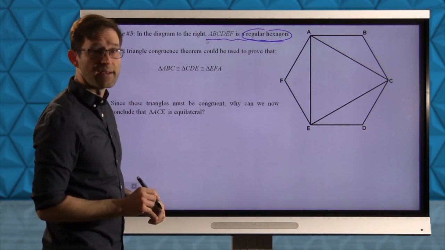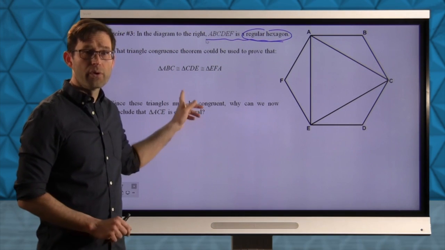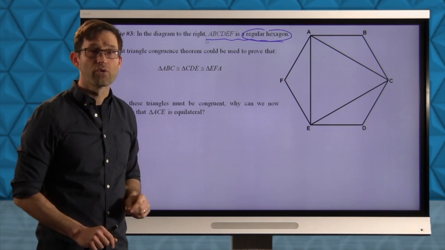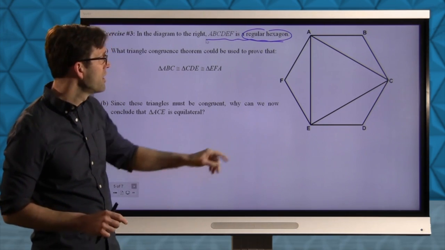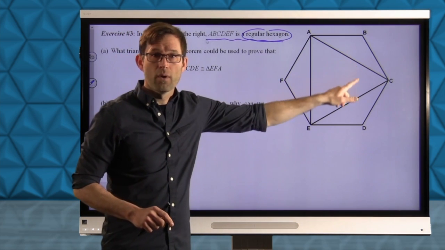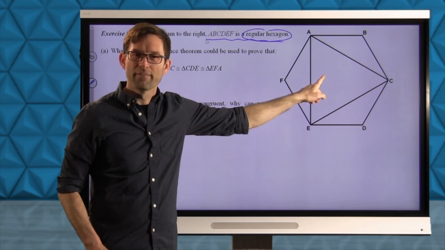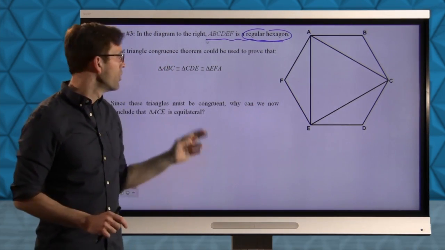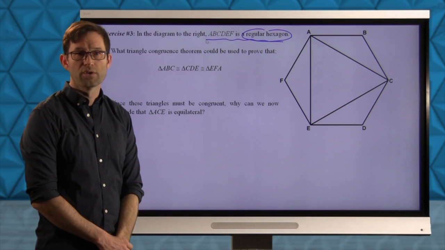So let's take a look at what letter A asks us to do. What triangle congruence theorem could be used to prove that triangle ABC is congruent to triangle CDE is congruent to triangle EFA? Now remember, it's important for you to understand when you look at this kind of statement which 3 triangles we're talking about, because there are 4 triangles sitting here in the picture. But we're talking about that triangle, that one, and that one, not the one in the middle, although it's the one in the middle that we care about. But first, take a moment, pause the video, and think about which of the 5 congruence theorems you'd use to prove that those 3 triangles are congruent to each other.